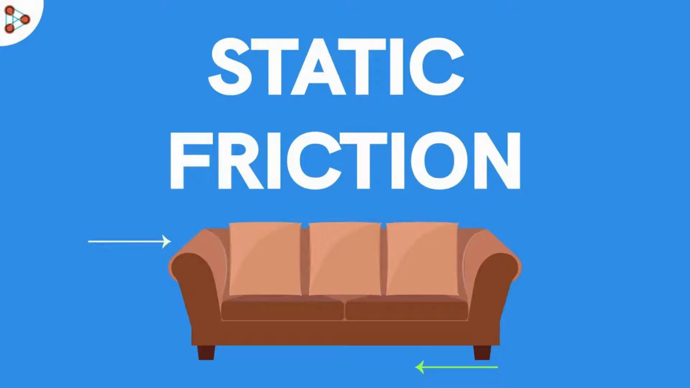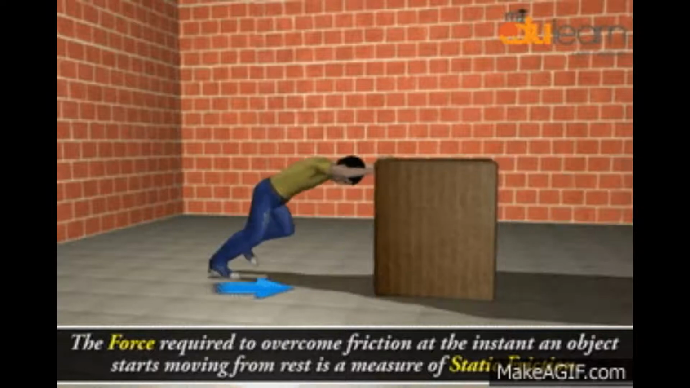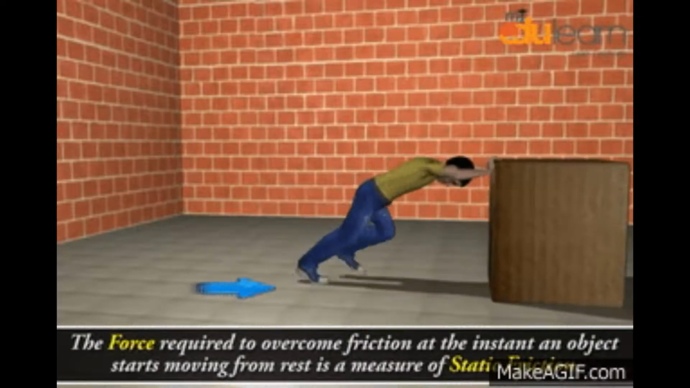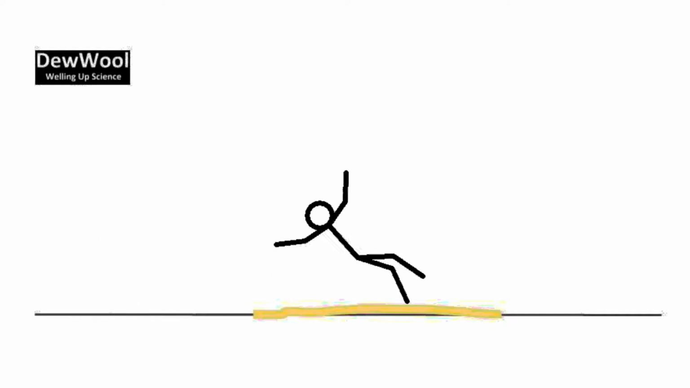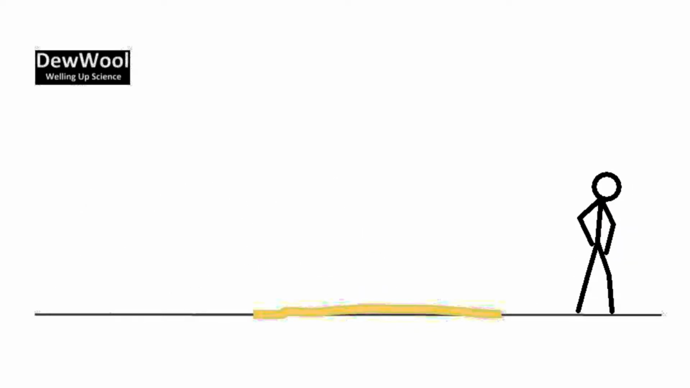Static friction acts on objects when they are resting on a surface. For example, if you are hiking in the woods, there is static friction between your shoes and the trail each time you put your foot down. Without friction, your feet would slip out from underneath you.